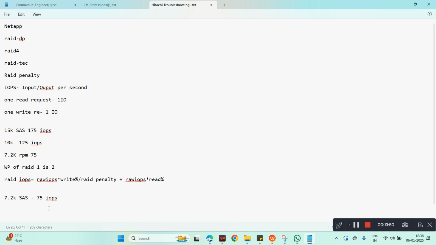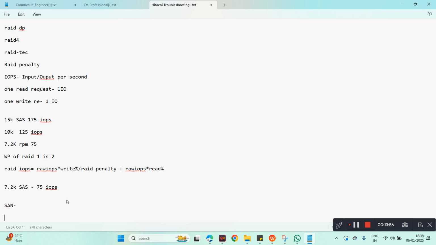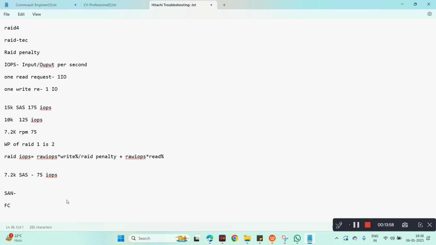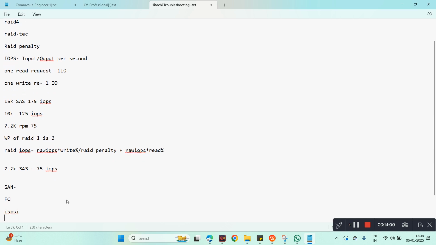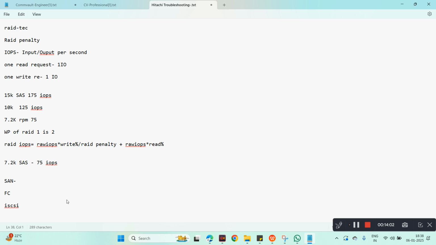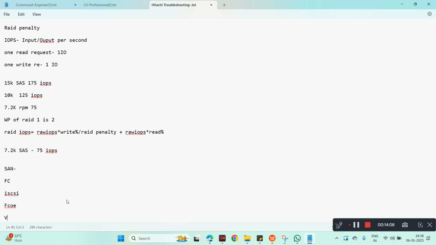Okay, so yesterday I also talked about a lot of things for SAN. I said there are many SAN protocols like FC, which is Fibre Channel, then iSCSI, which is called Internet Small Computer Systems Interface, and then FCoE, Fibre Channel over Ethernet, then NVMe-oF, which is Non-Volatile Memory Express over Fabrics.